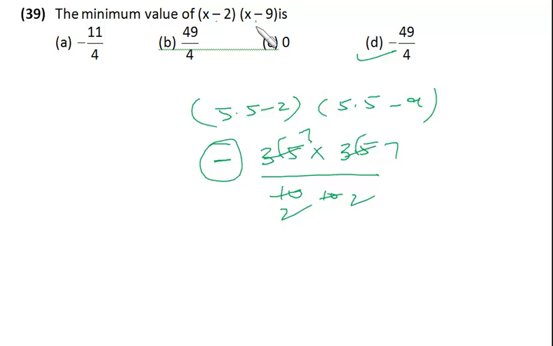Okay, so 9 plus 2, 11 by 2, that's 5.5, and since I have negative sign, if the product is maximum with negative sign, it is actually minimum. I hope you are clear.